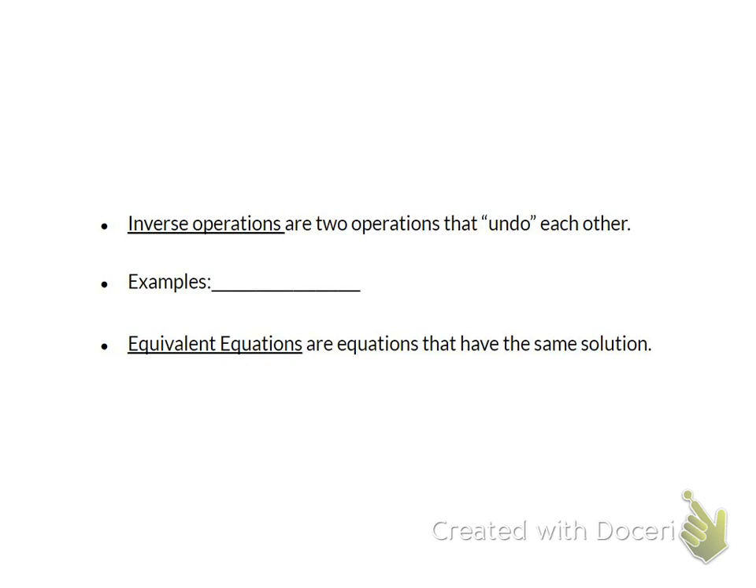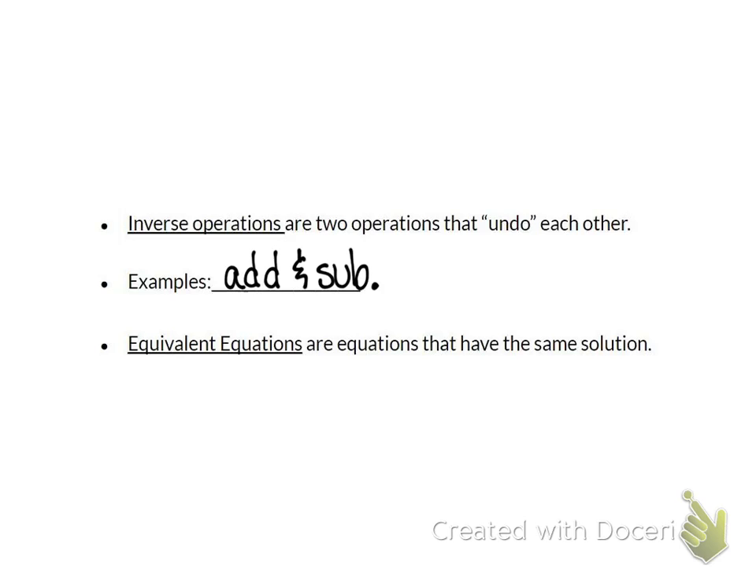Inverse operations are 2 operations that undo each other. Can anyone think of an example? 2 operations that would undo each other or cancel each other out. So a positive and a negative is close. In that sense, we'd probably think about it as addition and subtraction. So we can add and subtract.